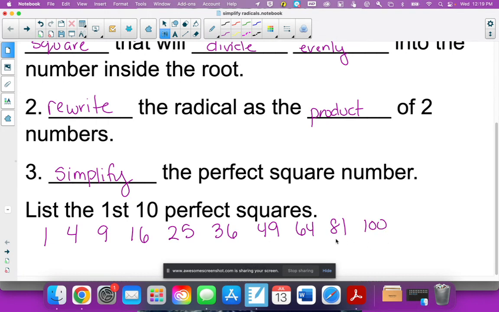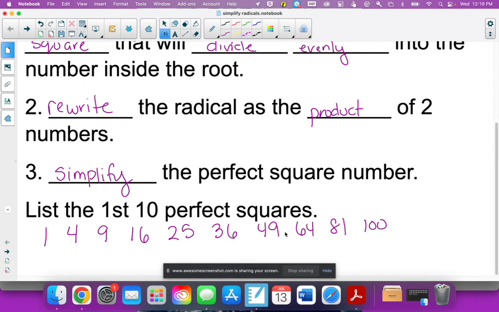Okay, there's some more that you can obviously go up to. You can go all the way up to 20 times 20 if you want to. But the first 10 are what you really absolutely need to have. Okay, so when you start checking to see what will divide evenly into your radicals, my suggestion is that you start with 1 and work your way up the list, right?